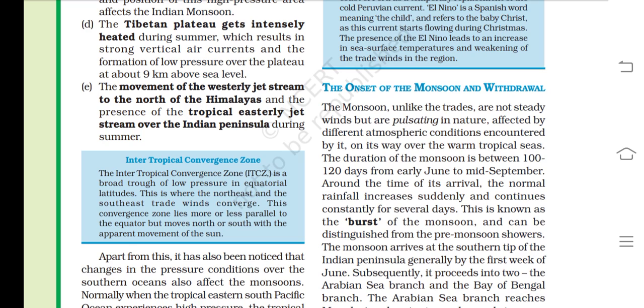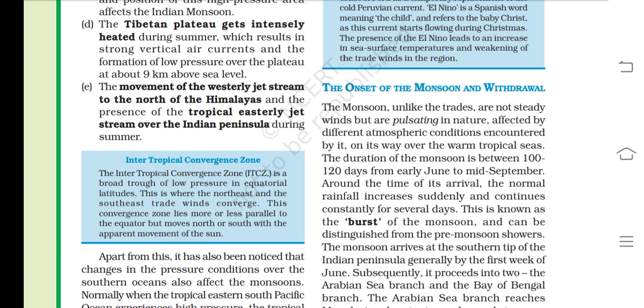These monsoon winds are not steady, they keep changing, but are pulsating in nature. The changes are affected by different atmospheric conditions encountered by it, like temperature and pressure, on its way over the warm tropical seas. The duration of the monsoon is between 100 to 120 days, from early June to mid-September.